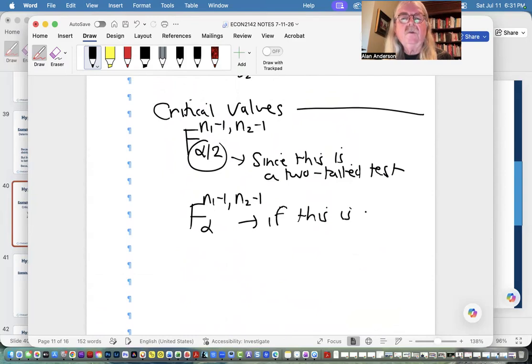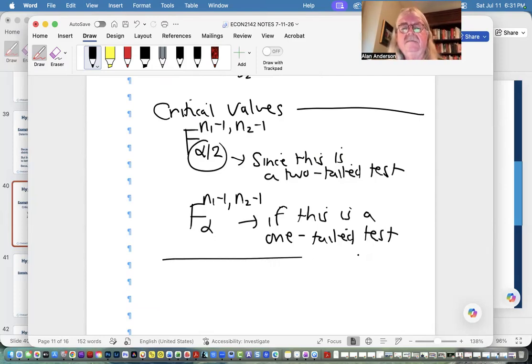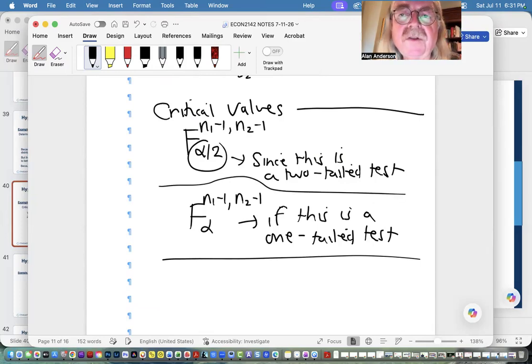If this is a one-tailed test, then we leave the alpha the way it is. If it's a two-tailed test, we cut it in half. But the numerator and denominator degrees of freedom only depend on the sample sizes. So the alpha itself depends on whether it's a two-tailed test or a one-tailed test. So here's a two-tailed test.